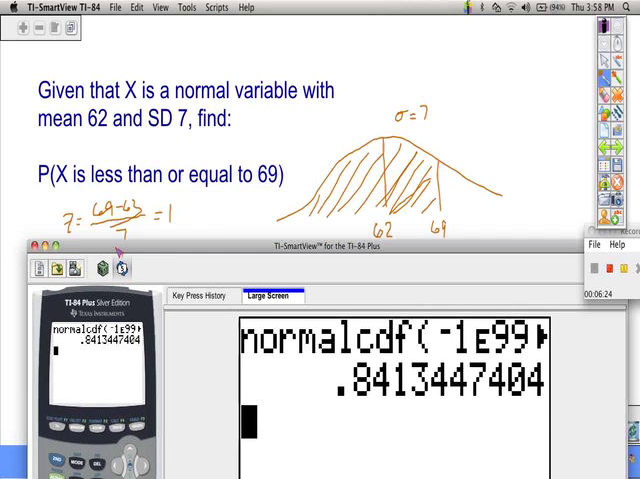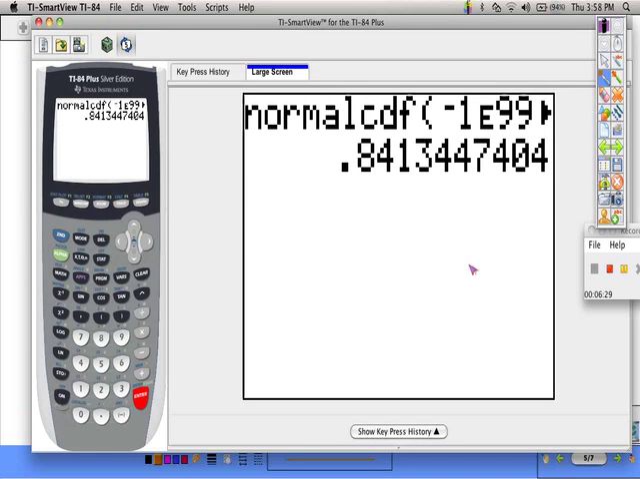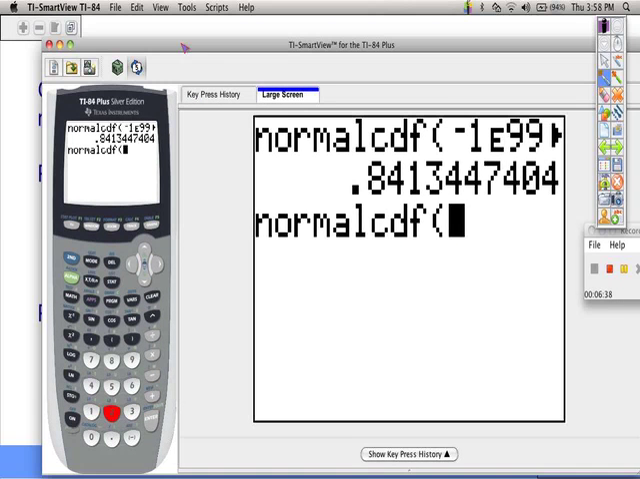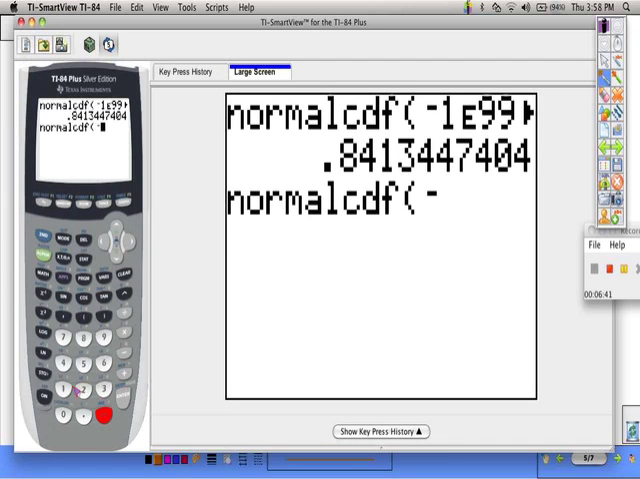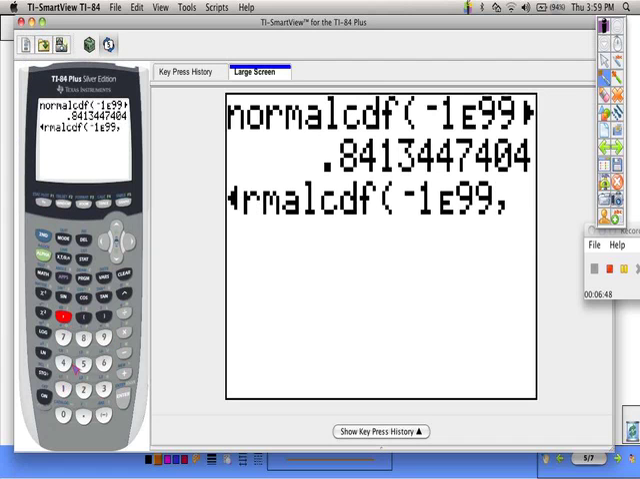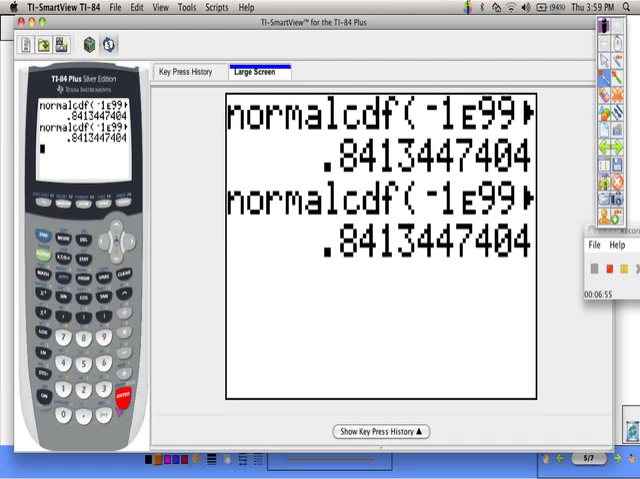And if we would have used our z-score, we could have done it much quicker, just by saying normal CDF, and my z-score was 1, so I'm going from negative 1 times 10 to the 99th, comma 1. If we leave off the mean and standard deviation, we're saying that these are standardized scores, these are z-scores. And notice we get the same thing. So there's 3 different ways of getting our correct answer.